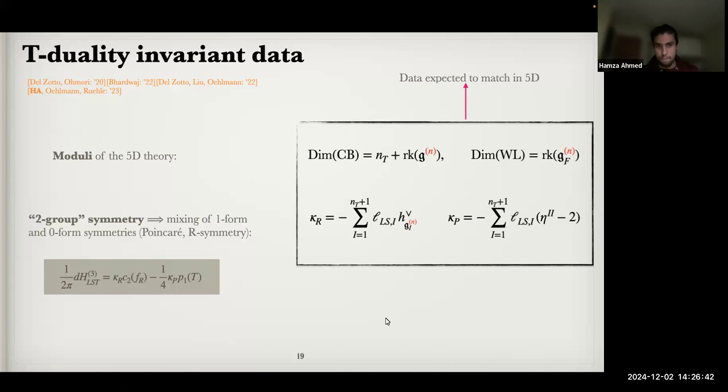What happens to the other levels under T-duality? Sorry? What happens to the other levels under T-duality? Other levels? What do you mean by levels? Like the rest of the anomalies. Oh, you mean the rest of the mixed? So okay, let me make this a bit clear. These are mixed anomalies between the R symmetry and the gauge symmetries of the theory. And this is the mixed one between the Poincare and the gauge symmetry. And your question, I guess, is about what about the other flavor symmetries, right?